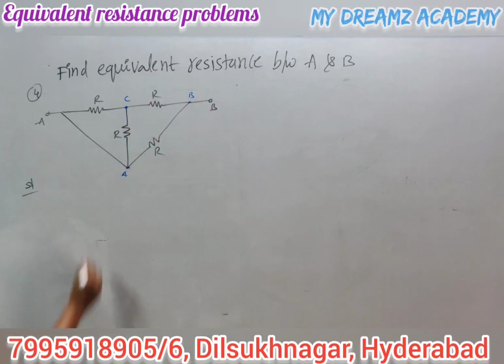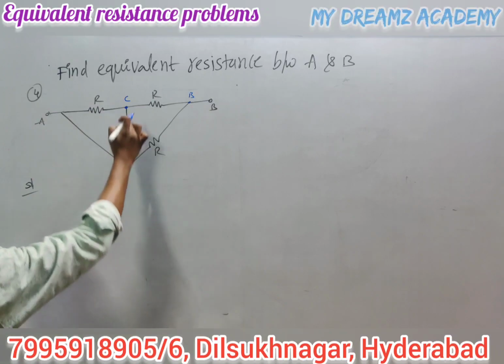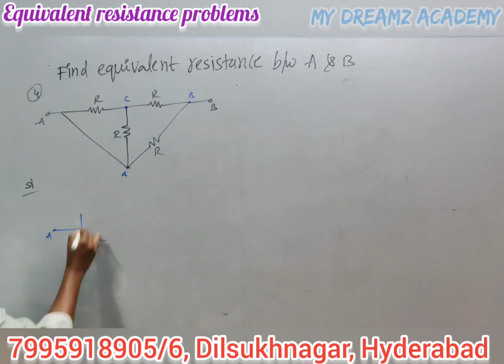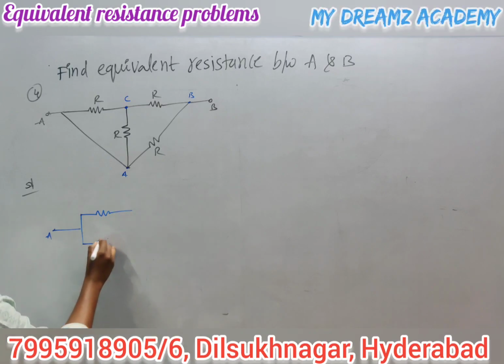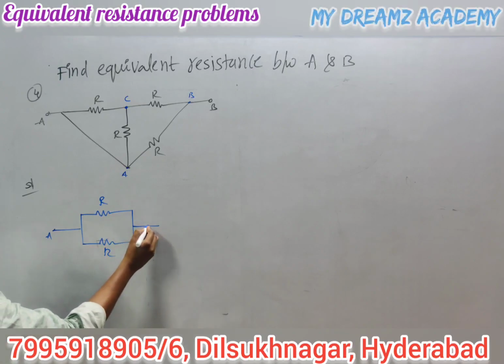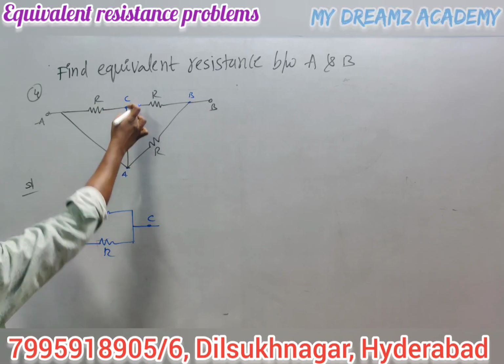Right, now this resistor is between A and C. Now this is also between A and C. Between A and C, any resistors ఉన్నాయి? 2 resistors. Okay, between A and C, there are 2 resistors. Now this R and R, this is considered C. So between A and C, one resistor. Between A and C, another resistor.